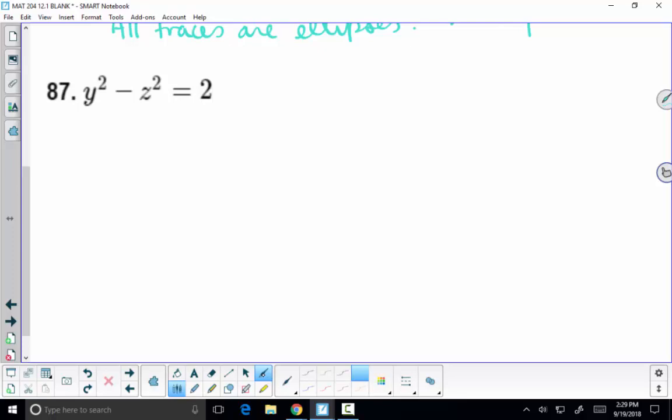Okay, so we want to identify what this is. Now, the quadric surfaces all had all 3 letters. So this is not a quadric surface. This has something missing. So what do you think this surface would be called? Trace. Yeah, cylinder.